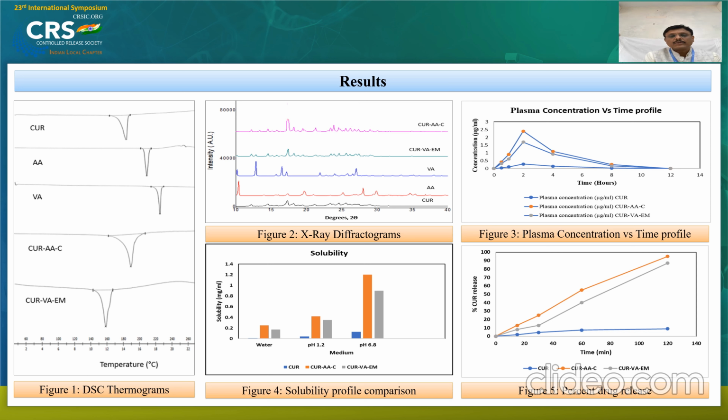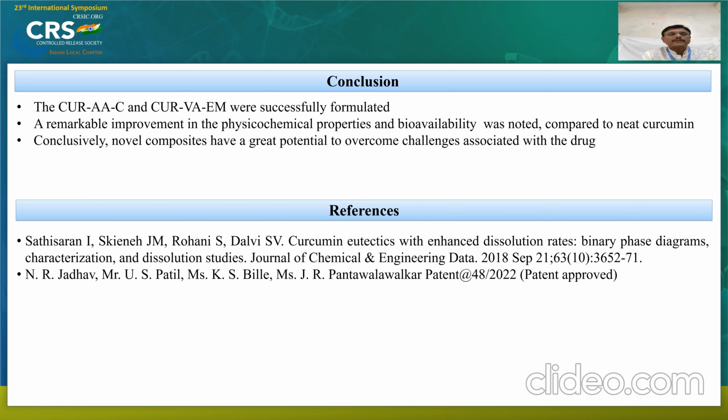If you see up to what extent the bioavailability has been improved, you can find almost more than 10 times enhancement in the bioavailability in case of curcumin ascorbic acid in the animal model, and approximately 7 to 8 times enhancement in case of curcumin vanillic acid. So basically, whatever hypothesis we proposed has worked very well.